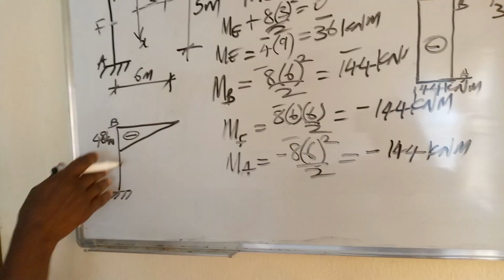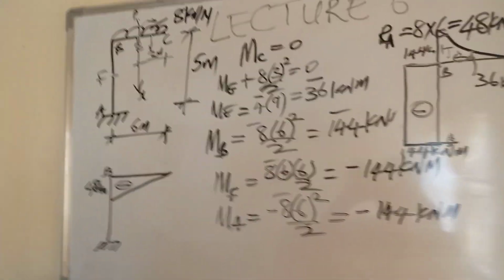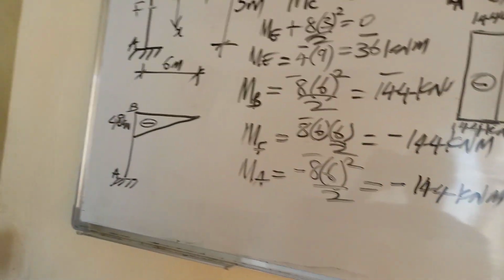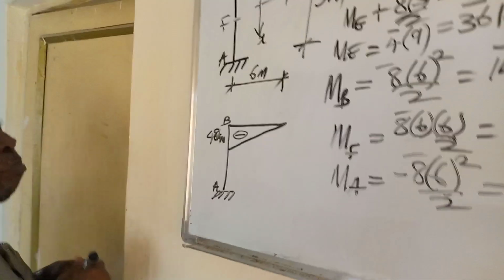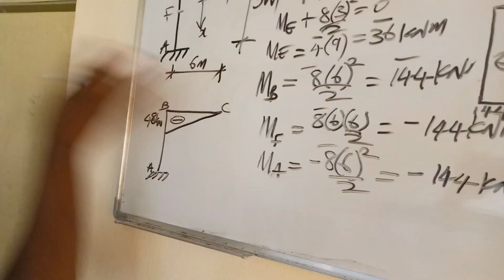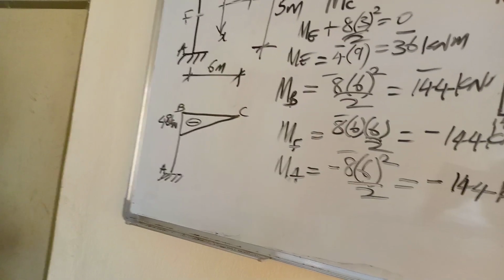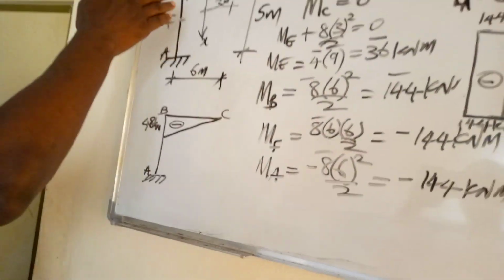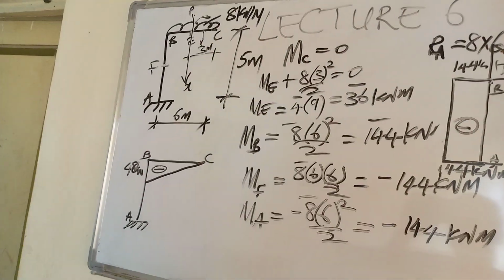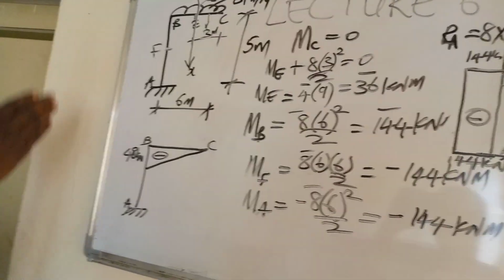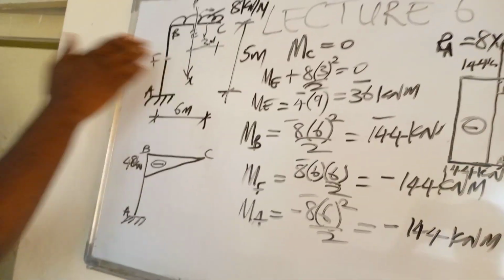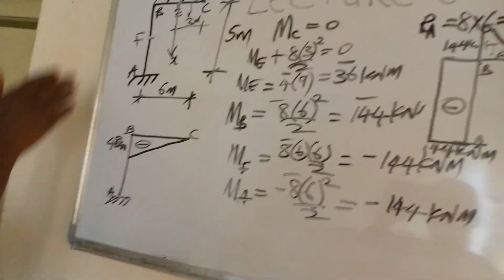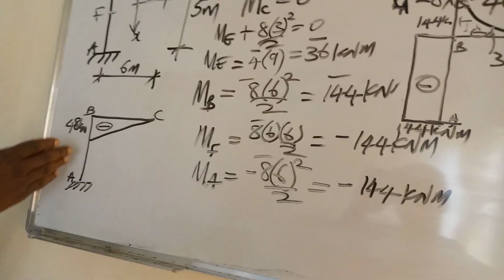At A, there's no shear force along BA, because the member BA is not across the line of action of the load, or the force that is generating shear force. It is only BC that is across the line of action of the load that is generating shear force.